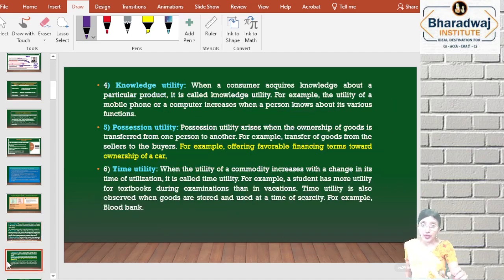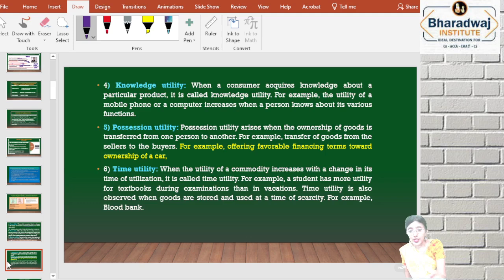Knowledge utility, when a consumer acquires knowledge about a particular product. For example, the utility of a mobile phone or a computer increases when a person knows various functions. When you know that you can get a soft copy when you have a smartphone. When you know that you can attend an online class comfortably having a laptop at home. That is knowledge utility. So with the example, I've made this for you, so that in case even among forms of utility they ask you an extremely complex or unexpected question. Forms of utility itself is an unexpected question in and around. There, if they ask you like service utility, knowledge utility, that's it.